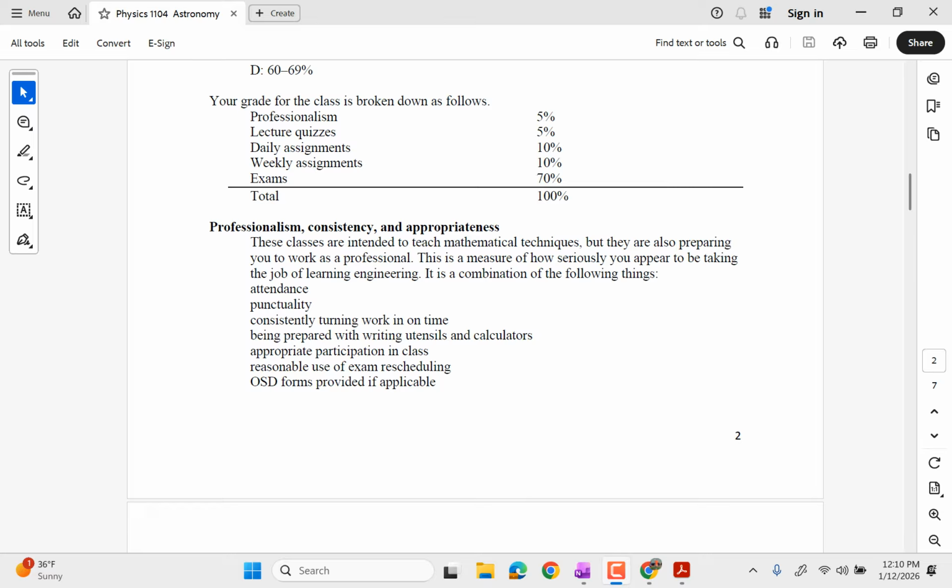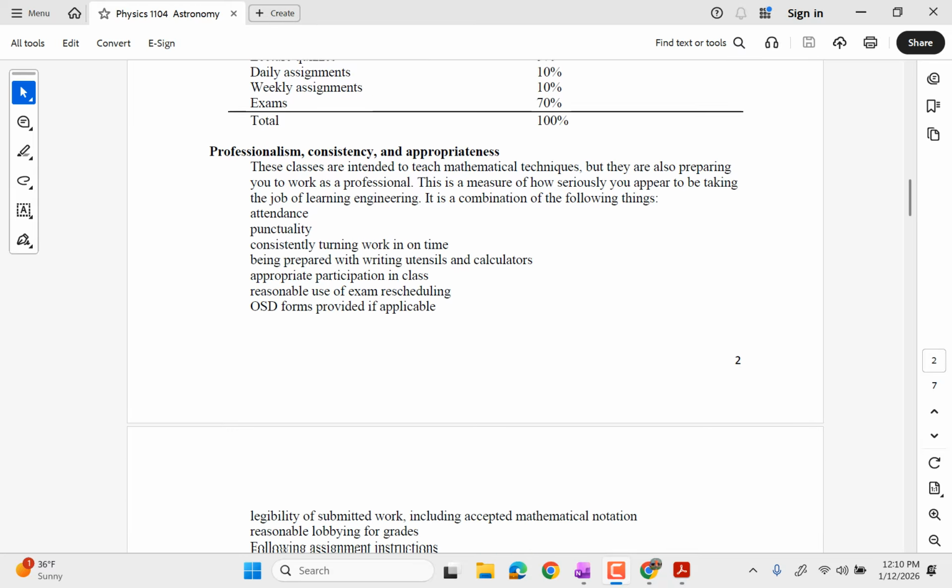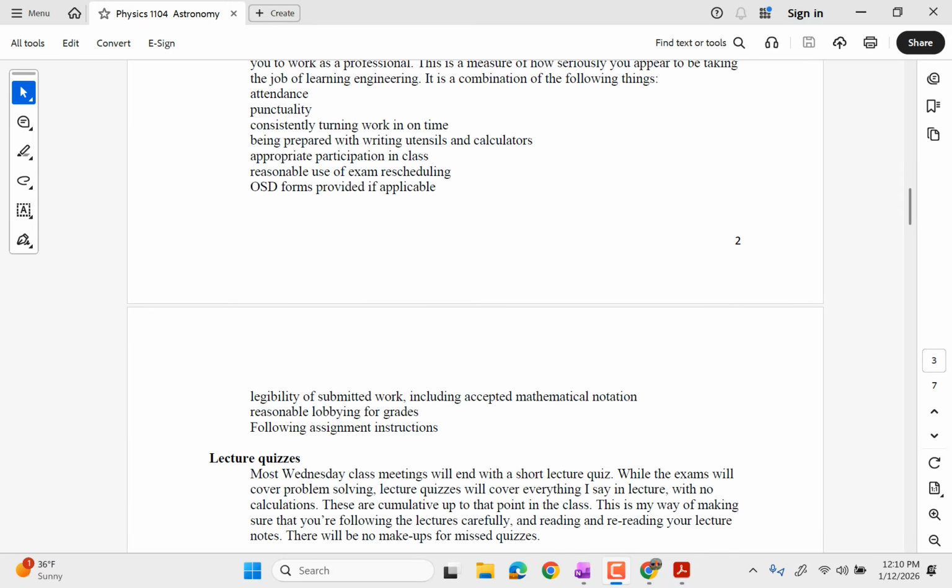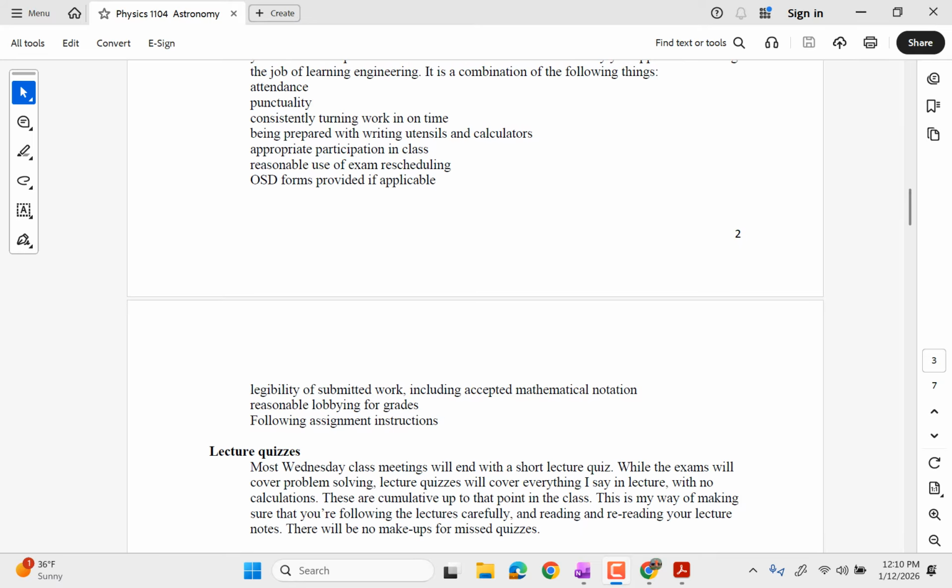The first one is professionalism, consistency, and appropriateness. This is just me trying to nudge you towards the kind of behavior that will translate well when you transfer to the university that you go to, and that will work well for you when you start working as a professional, as an engineer. It's basically a mashup of all these things.